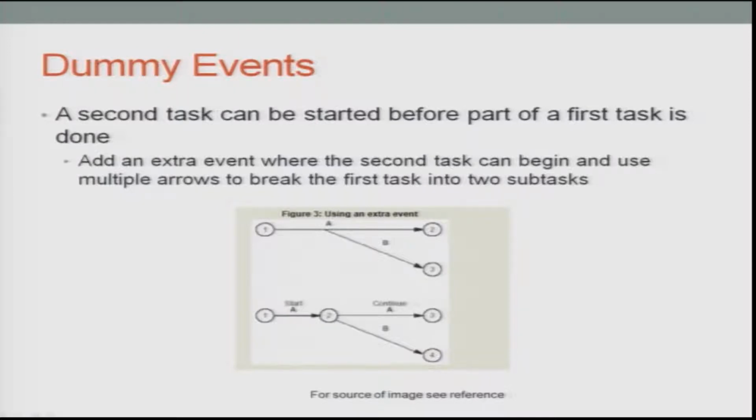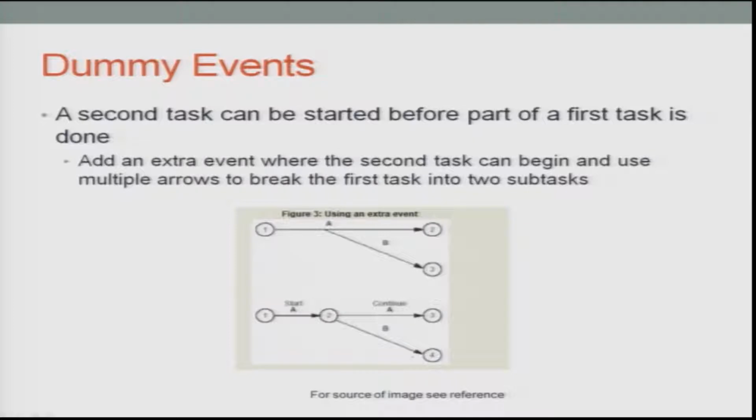From 1 to 2 you go through A, and then B branches out to continue to 3. So you have some part of A, the A work which is happening. You start, you go to stage 2 or node 2, and from node 2 you branch on, for A to continue and B to take you from node 2 to 4.